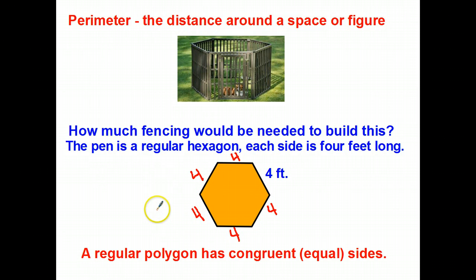By the way, a regular polygon is a polygon that has congruent or equal sides. Stop the video again and jot that down as well. It's important. Now, what was my total? 24 feet. So if I wanted to build that corgi pen, I would need 24 feet of fencing.